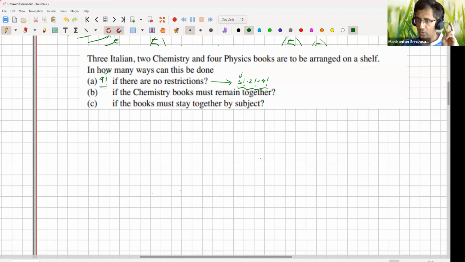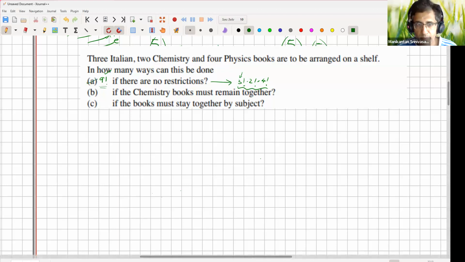Exactly. Right. So 2 mistakes you're making, Thais: that the Italian books are all together, chemistry books are all together, physics books are all together. That's one. The other mistake is that the Italian books go first, and then the chemistry books, and then the physics books. There'll be a very neatly arranged shelf, which is what an ideal student would put, but that's not the answer to the question. Does it make sense, Thais? Okay. So well done, Sarah.